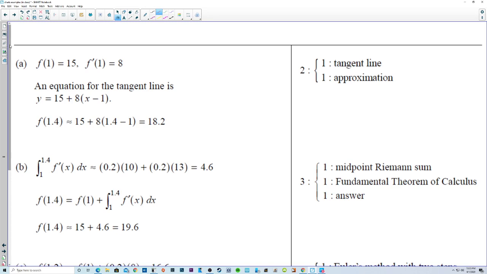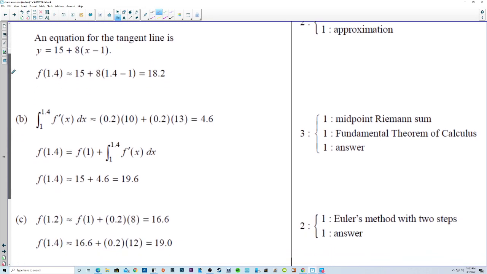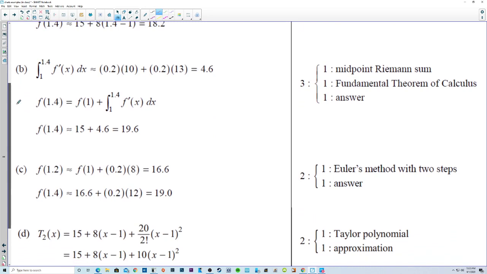Here is the rubric for it. I'll scroll through if you want to take a look. There we go.